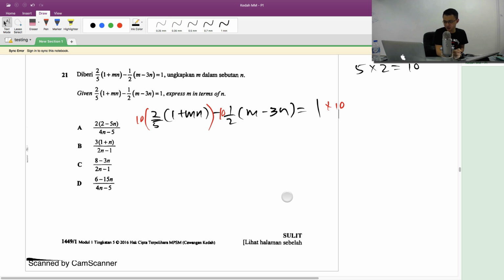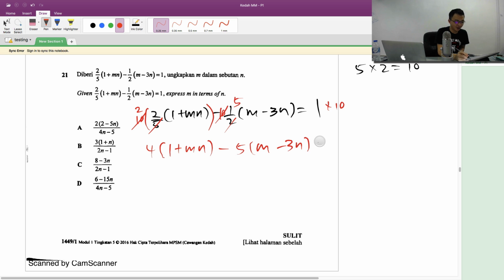So why did I choose 10? Because 10 I can simplify by 2 and 5. So 5 and 10 I simplify, I left 2. 2 times 2 is 4. Okay, so I solved the first one. And 10 and 2 I can simplify, I left 5 here. So minus 5m minus 3n equals 1 multiplied by 10 is 10.